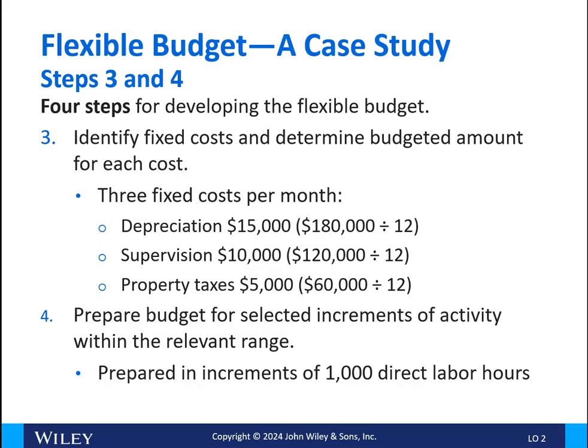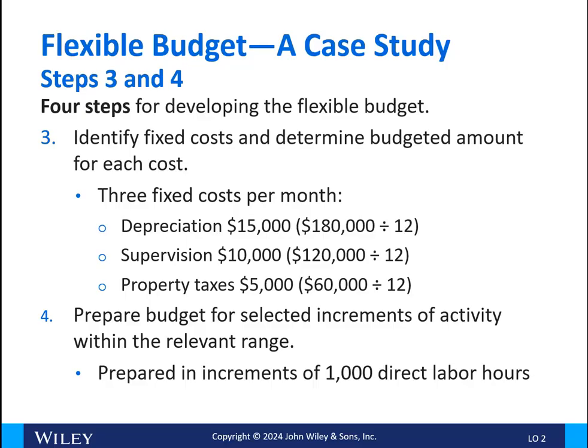The fixed costs, we're going to look at these and determine the budgeted amount for each cost. So we're going to look at it per month budget. We're going to take the annual amounts that were in the report for depreciation, supervision, and property taxes, and simply divide by 12 to get the per month amount. And then the last step is to prepare a budget for selected increments of activity within the relevant range.